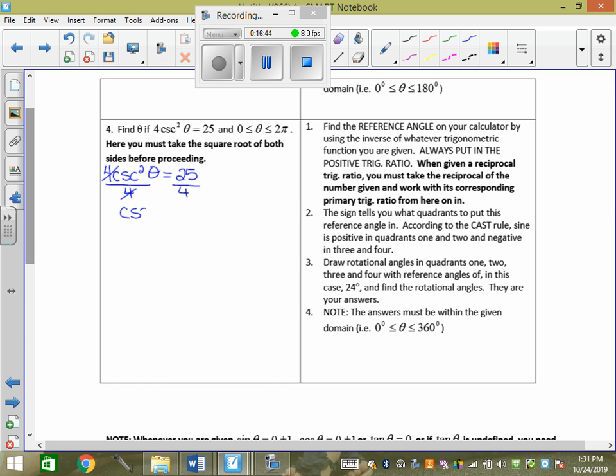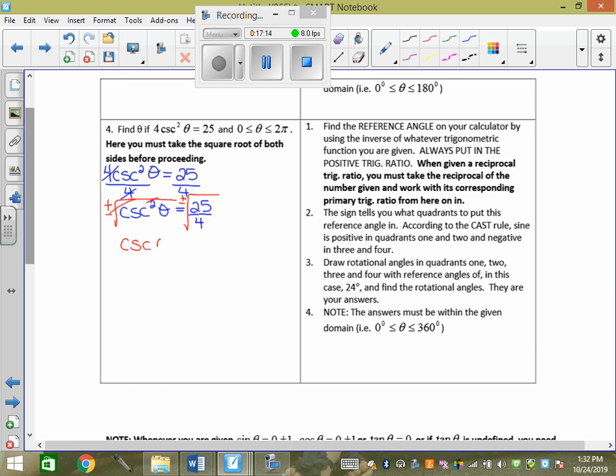Now, some people at this point want to flip it and put sine squared. Don't flip it until you actually have a single. So you first have to take the square root of it, and then you could flip it to make it a sine. Okay? So we want to get cos squared theta by itself, so we're going to square root both sides. And when we take the square root, we have to take plus or minus. So remember, when we have a degree 2, we're going to end up with 4 solutions.